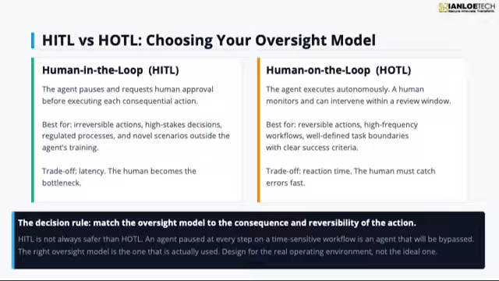Human on the loop, or HOTL. The agent executes autonomously. A human monitors the execution in real time and retains the ability to intervene within a defined review window.